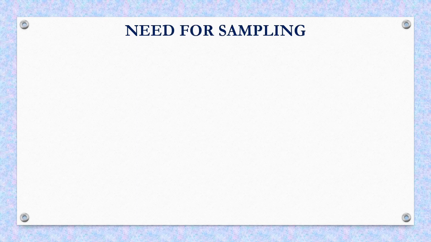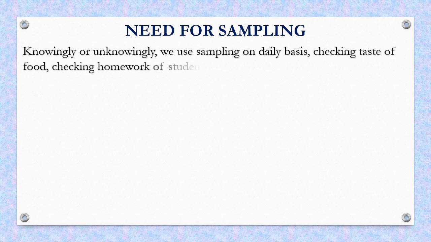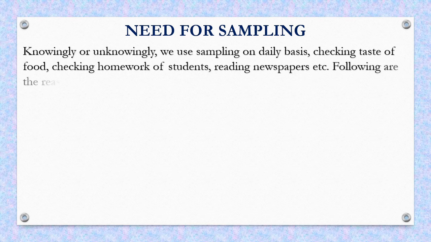Need for sampling. What is the need for sampling? Knowingly or unknowingly, we use sampling on a daily basis: checking the taste of food, checking the homework of students, reading newspapers, etc. Following are the reasons why sometimes we have to use it.